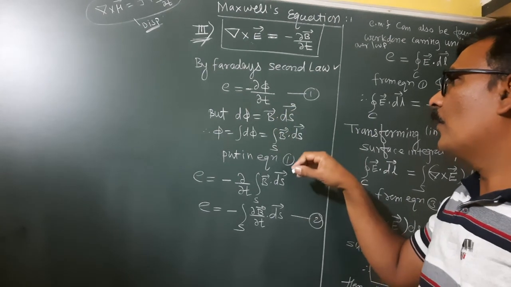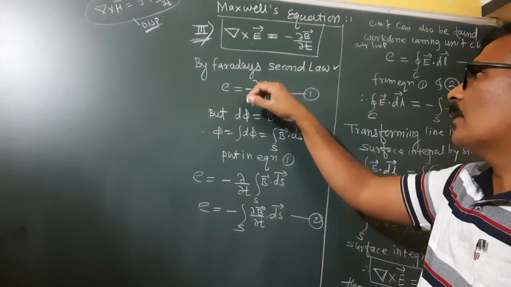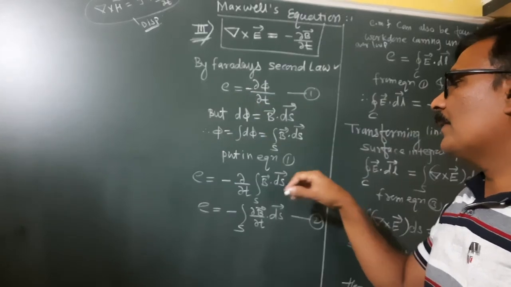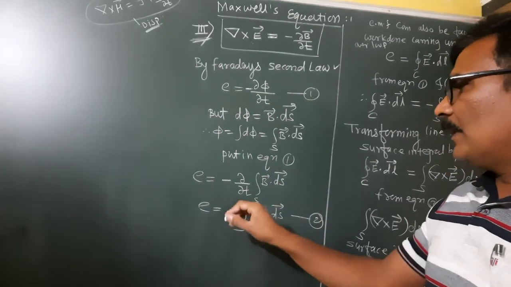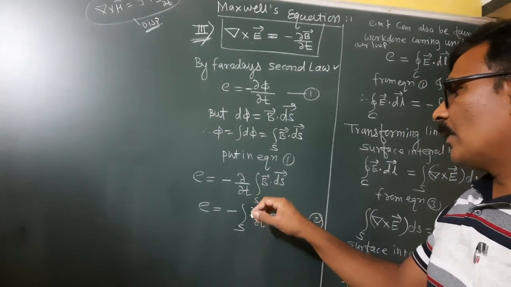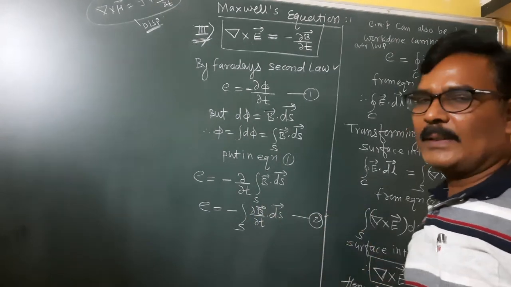Put in equation number 1, that is E is equal to minus ∂/∂t. Substitute the value of φ, that is the surface integration of B⃗·ds⃗. The operator is taken inside, and the minus sign is there. So we get the surface integration of ∂B⃗/∂t into ds⃗. This is equation number 2.